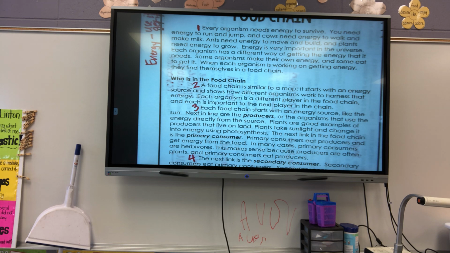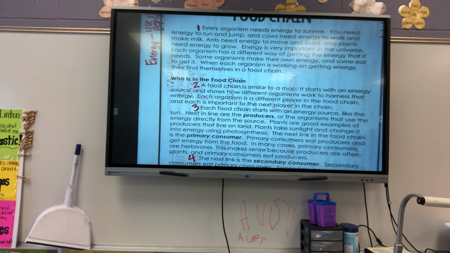It's talking about the food chain and how. Alright, a food chain is similar to a map. It starts with an energy source and shows how different organisms work to harness that energy. Each organism is a different player in the food chain, and each is important to the next player in the chain. So, if I asked you, what's the whole gist of that paragraph, what is it trying to do? Maddie?